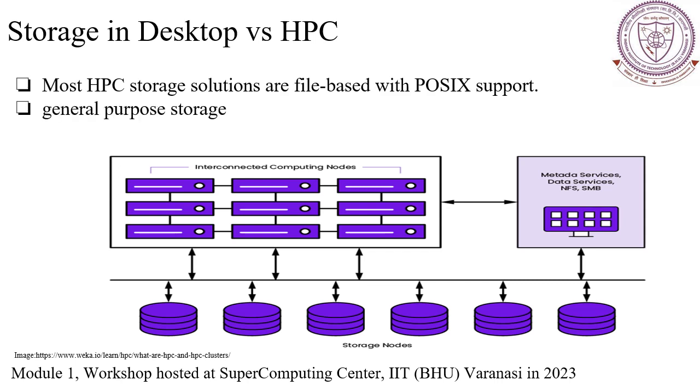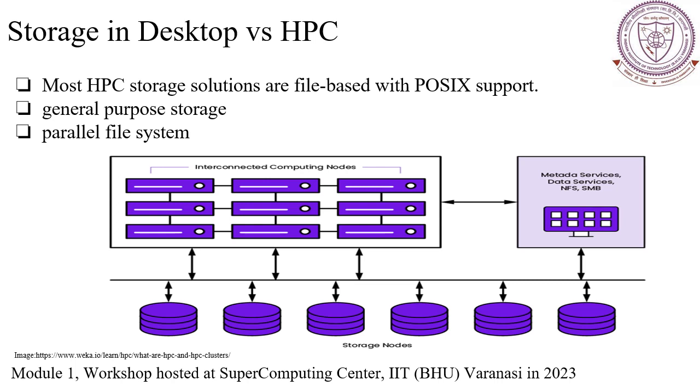Now let's see what the major difference is between storage on a desktop versus in HPC. Most HPC storage solutions are file-based with POSIX support. This means that they use a standard file system format that is compatible with most operating systems and applications. This makes it easy to move data between HPC systems and other types of systems. Desktop storage, such as the storage of a desktop computer, is typically also file-based with POSIX support.